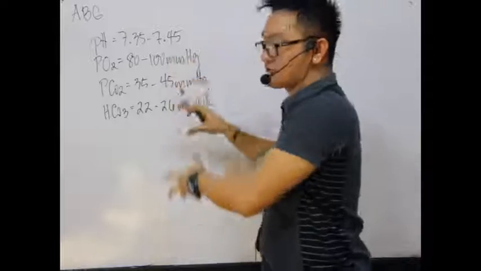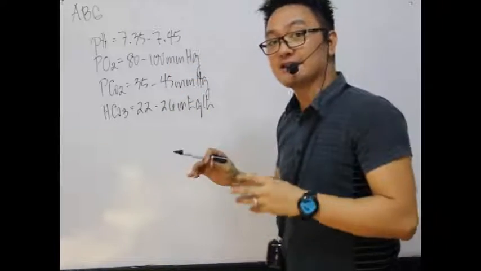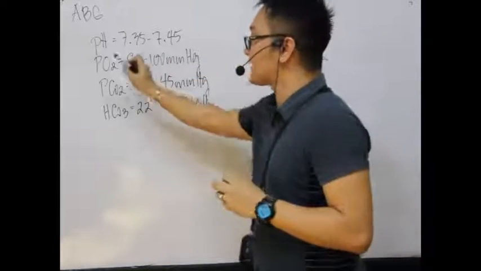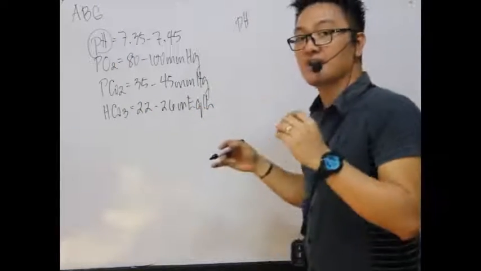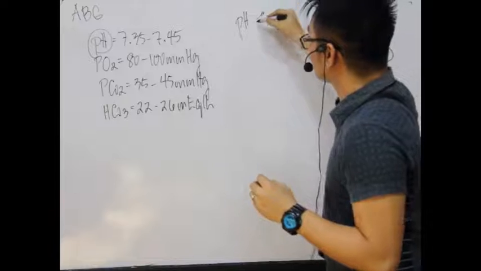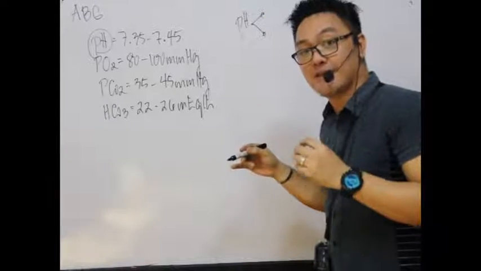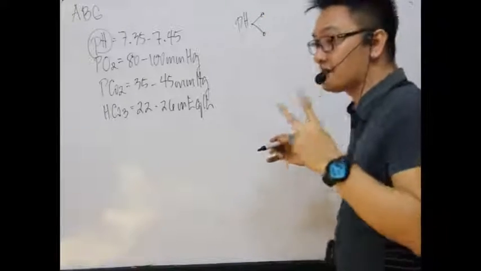So these are parameters or values that you need to remember. Let's discuss them one by one first. Let's start with your pH. Now remember, when I say pH or potential hydrogen, there are two systems in the body that will affect or regulate pH. And these two systems are the following.